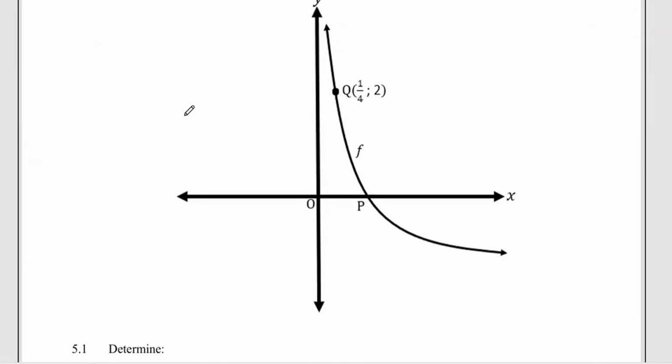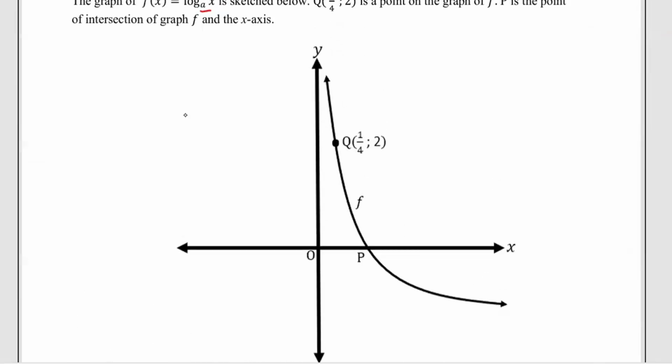So for us to get the value of a, let's just substitute. Where there is y, we can put a 2. Where there is x, we can put a quarter. So 2 is equal to the log of 1/4 with base a. But this a is a base, okay? Meaning that even when we are flipping from log form into exponential form, this a still remains. So a squared is equal to 1 over 4.